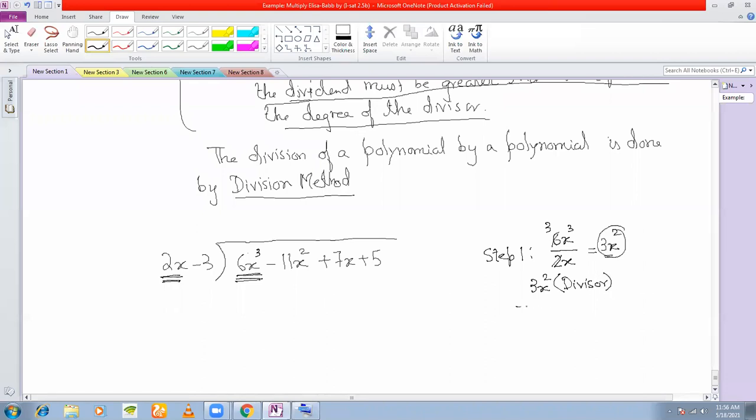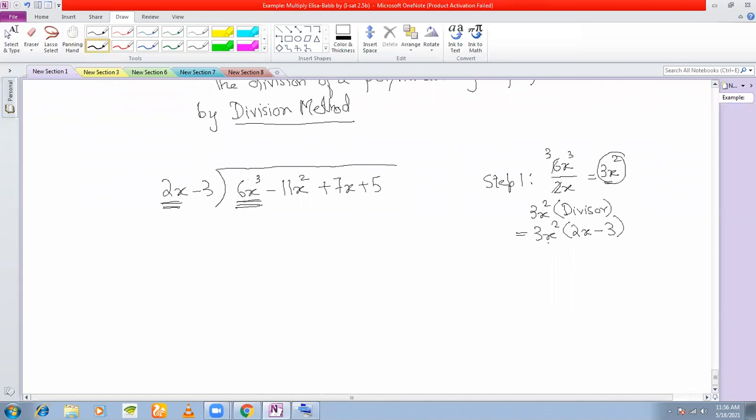right? And what is the divisor here? The divisor here is 2x minus 3, right? Now you know how to multiply a monomial by a polynomial. That way we'll multiply. That is 3x square into 2x minus 3x square into 3. So we'll get 6x cube minus 9x square, right? This is what we are getting ultimately. So this completes my first step.